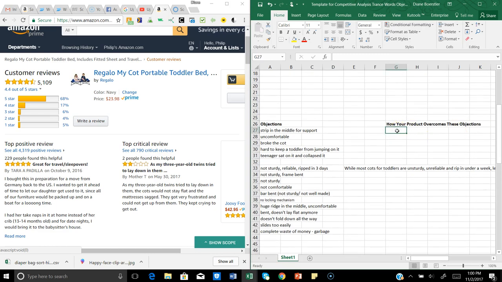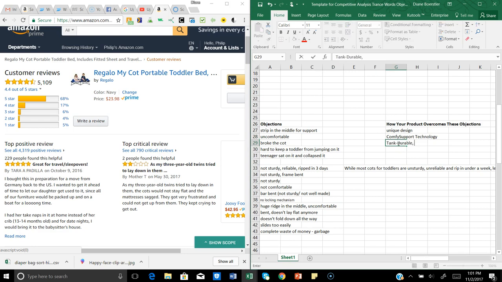I'm sure you already thought that one through. Okay, so strip in the middle for support, the objection, right? So how does your product overcome this objection? Do you have a unique design? Is it designed uniquely in some way? And then you want to talk about what that is. Is it uncomfortable? Yours has comfy support technology, right? And I'll teach you how to make up a hypnotic anchor, which boils like 7 words down into one and shows that you really put a lot of attention and effort into creating this product so it overcomes their problems. Broke the cot.